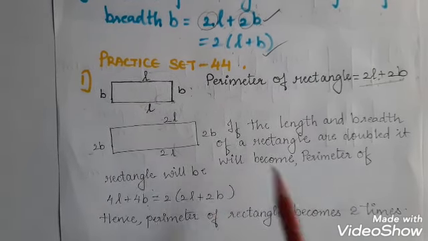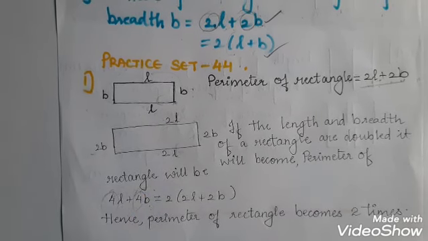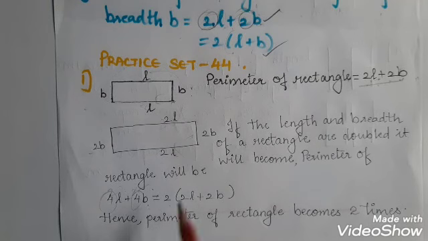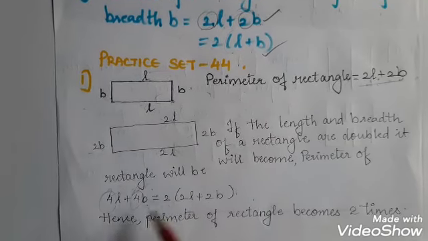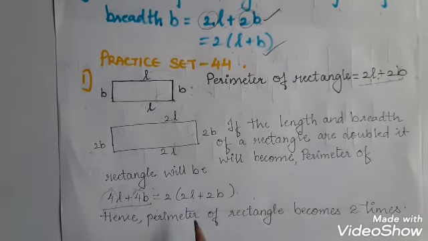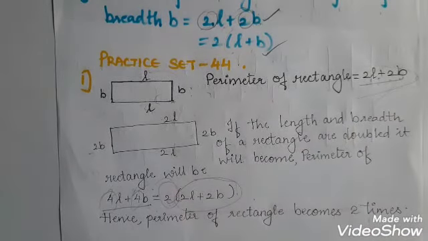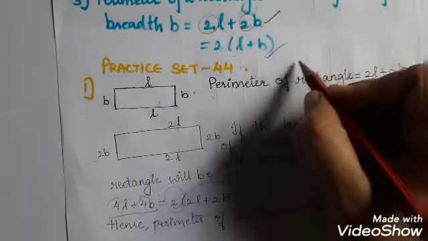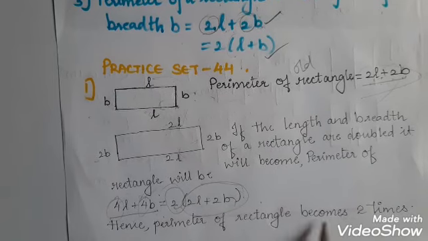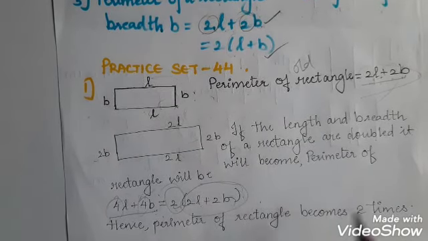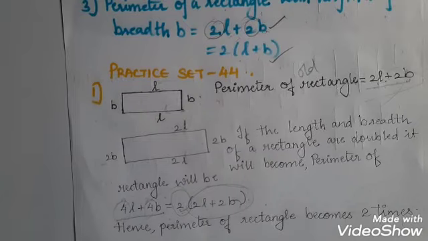Now here 4 and here 4, so I can take 2 common. 2 into 2L plus 2 breadth, in one bracket with 2 taken common. When you multiply, you get the same thing. Therefore, the perimeter of the rectangle becomes how many times the old rectangle? It becomes 2 times, because 2L plus 2 breadth is the perimeter of the old rectangle. So the perimeter of the new rectangle becomes twice the perimeter of the old rectangle.